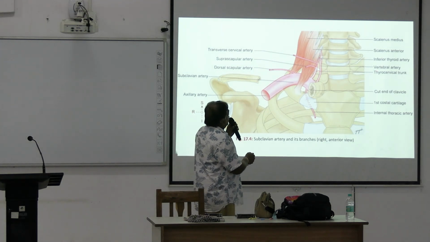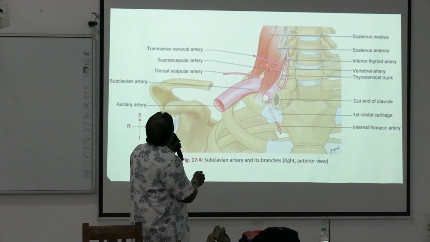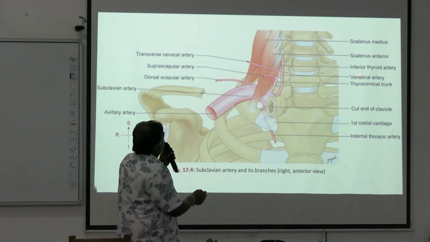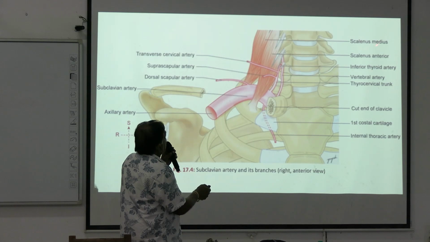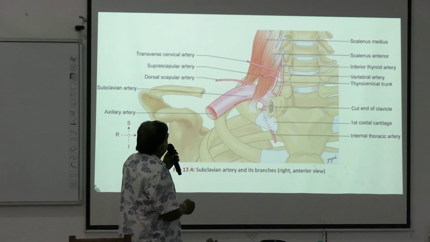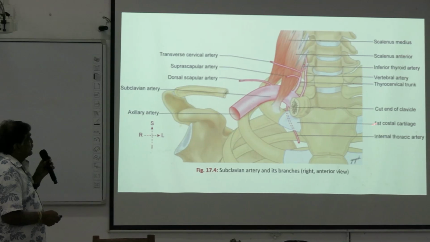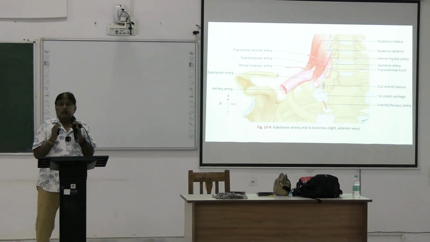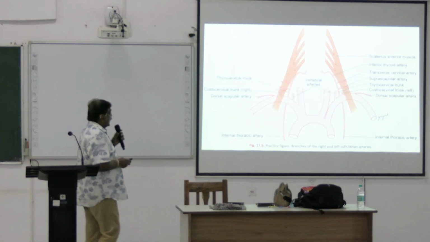Now, this is the thyrocervical trunk, which gives rise to the suprascapular artery and the transverse cervical artery. And the vertebral artery is going like this. Now, this is the inferior thyroid artery, scalenus anterior muscle, scalenus medius muscle. Cut end of clavicle, first costal cartilage, and internal thoracic artery. Now, you can visualize and picture the total content of this. Now again, it's a practice figure.